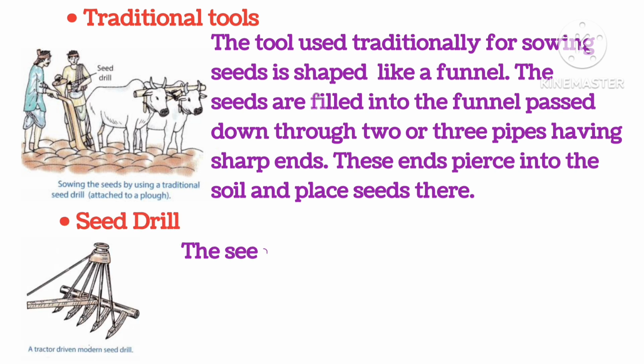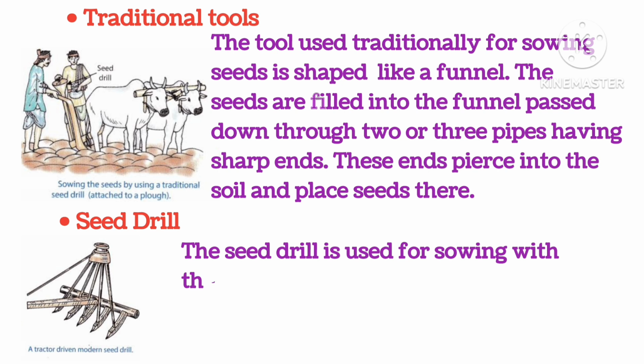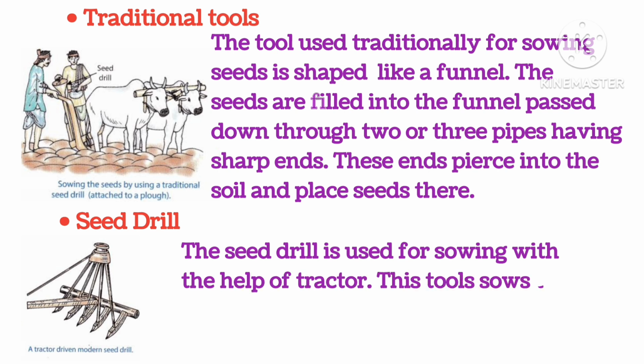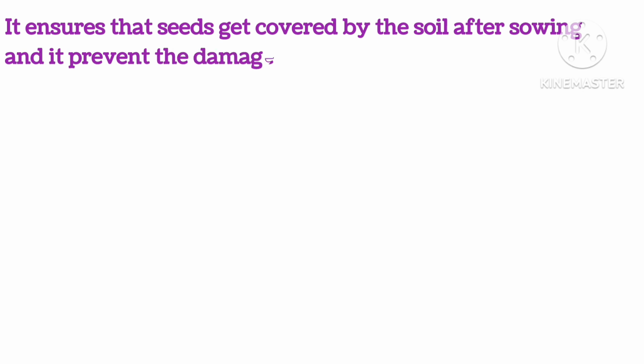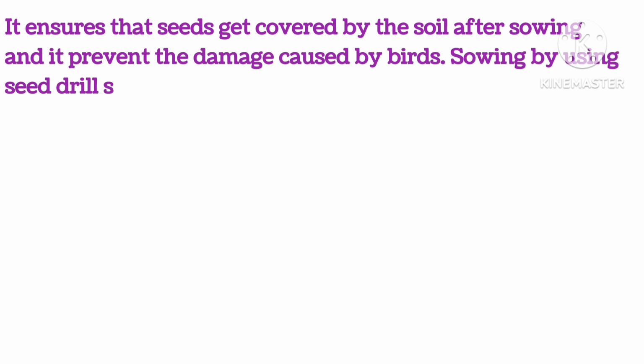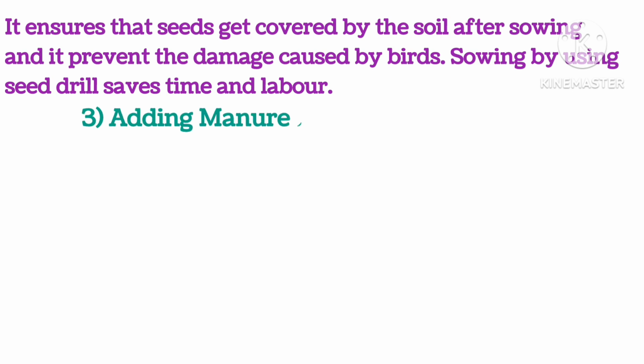Second, seed drill. The seed drill is used for sowing with the help of a tractor. This tool sows the seed uniformly at a proper distance and depth. It ensures that seeds get covered by the soil after sowing, and it prevents the damage caused by birds. Sowing by using a seed drill saves time and labor.